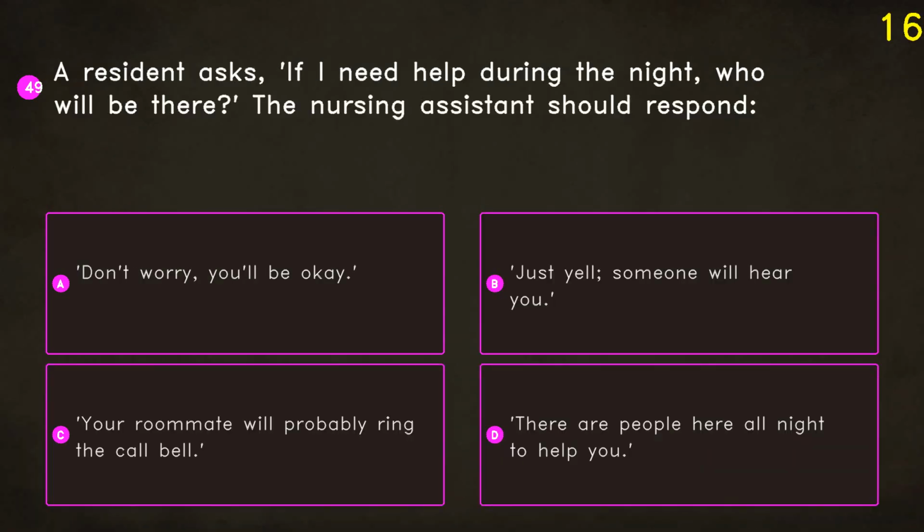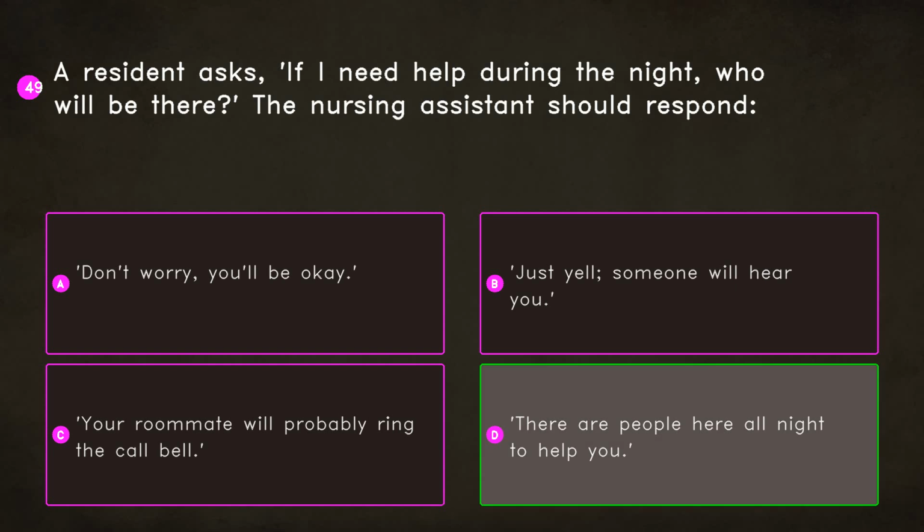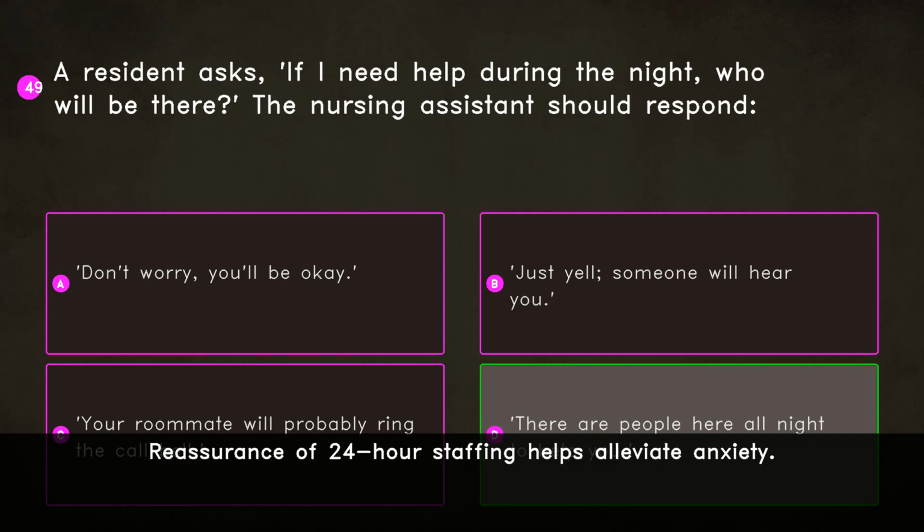Question 49. A resident asks, if I need help during the night, who will be there? The nursing assistant should respond, A, don't worry, you'll be okay. B, just yell, someone will hear you. C, your roommate will probably ring the call bell. D, there are people here all night to help you. The correct answer is there are people here all night to help you. Reassurance of 24-hour staffing helps alleviate anxiety.